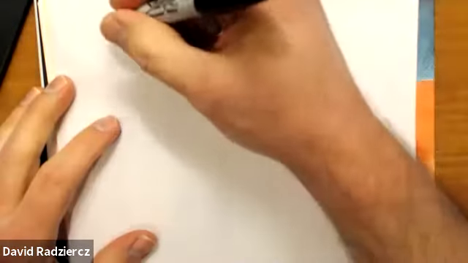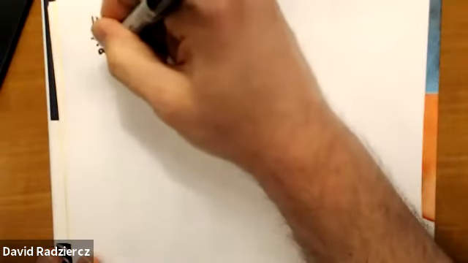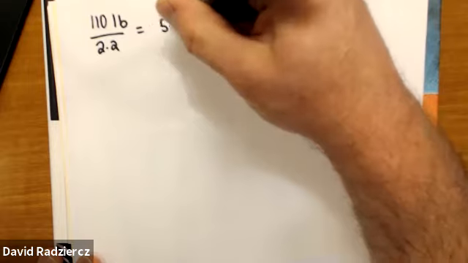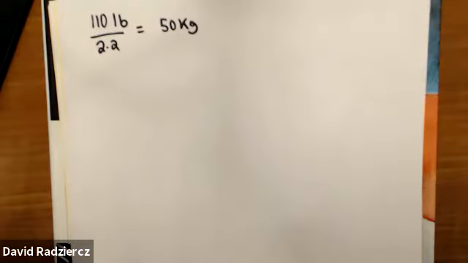Okay, so first and foremost, we need to identify that the patient's weight is 110 pounds. Okay, I'm going to convert that by dividing by 2.2 to kilograms, and I'm going to get 50 kilograms. Okay, so far so good, right? So I'm just going to confirm my thing here. Okay, 50 kilograms.